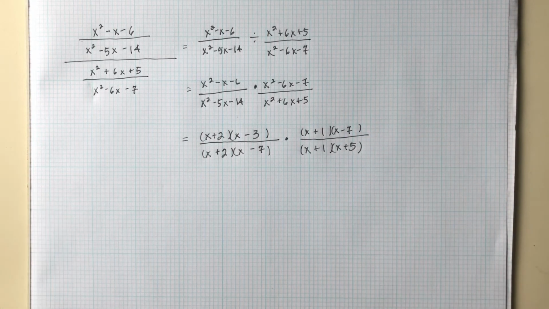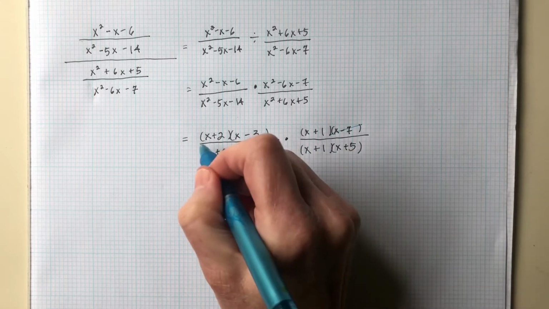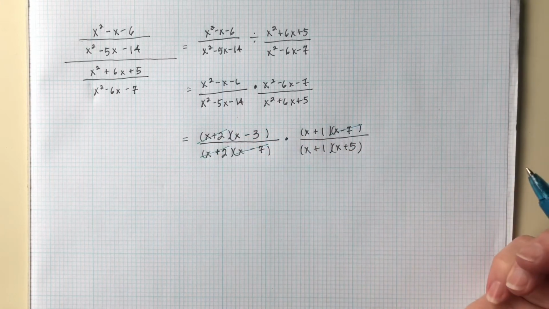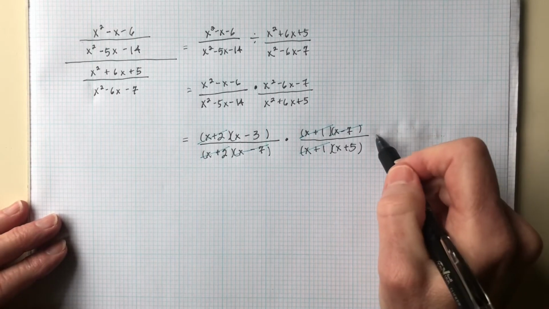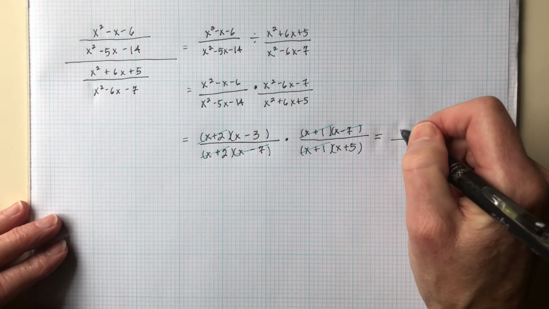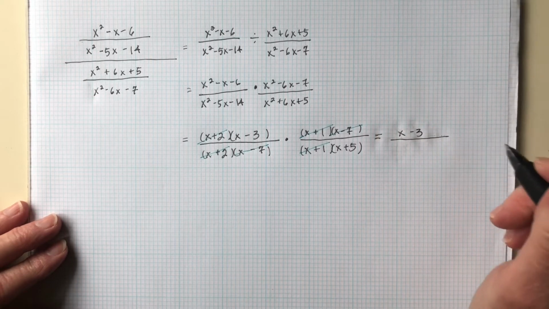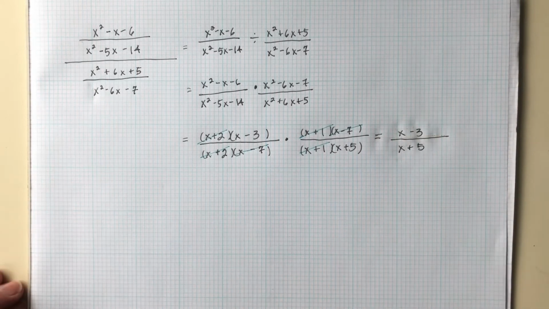So this is convenient. We do have some things that cancel. The x minus 7s cancel out. The x plus 2s cancel out. The x plus 1s cancel out. And that leaves us with x minus 3 over x plus 5. And that is our final answer.